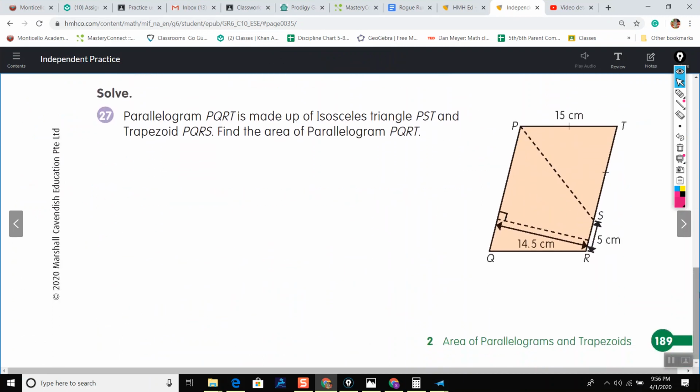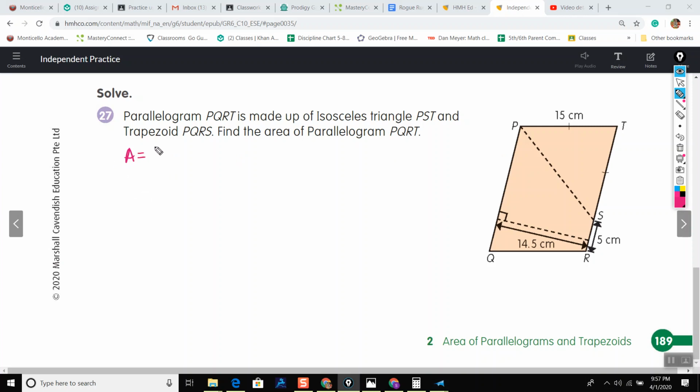The parallelogram PQRT, that big parallelogram, is made up of an isosceles triangle, PST, the one in the top right corner, and a trapezoid, PQRS. It wants us to find the area of the parallelogram. And this is one of those problems where they just give you a bunch of information and hope that it freaks you out. What it's asking us to do is find the area of the parallelogram.